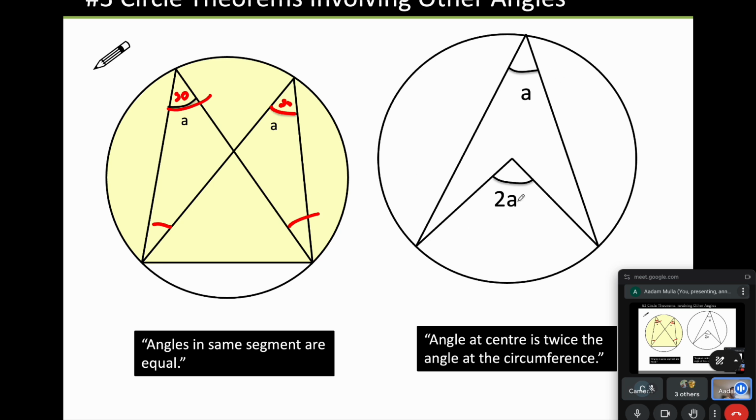Second rule is if we've got this arrowhead shape, or sometimes you might see it a little bit differently, it might be drawn like that. It might be drawn a little bit different, but this is the main way that it normally gets tested. The angle at the center is twice the angle at the circumference. So that just means that if this angle is 50, then this angle would be 100, and same the other way around. If this is 100, that'd be 50.